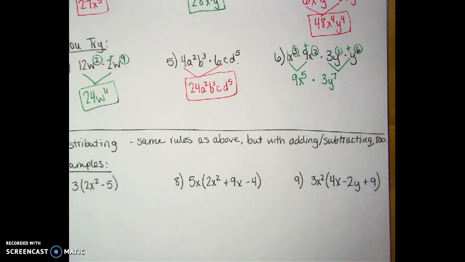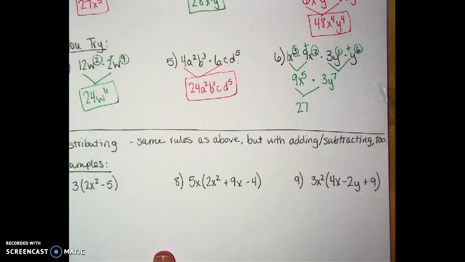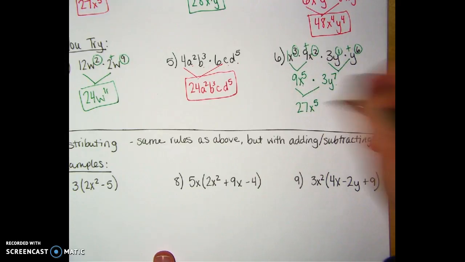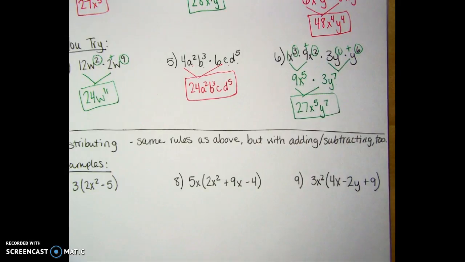Now I need to multiply these together. 9 times 3 is 27, and I have x's and y's. They're not the same, so I'm just going to bring them down. X to the 5th, y to the 7th. And there's my answer.